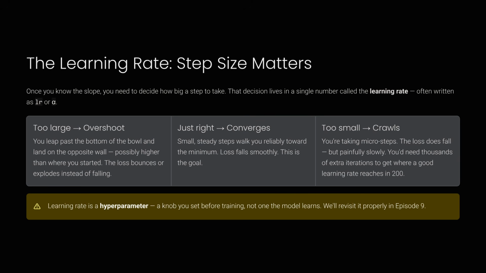The learning rate dictates our step size. Too large, and we overshoot the minimum. Too small, and progress becomes frustratingly slow. Finding the right balance is key to effective training.